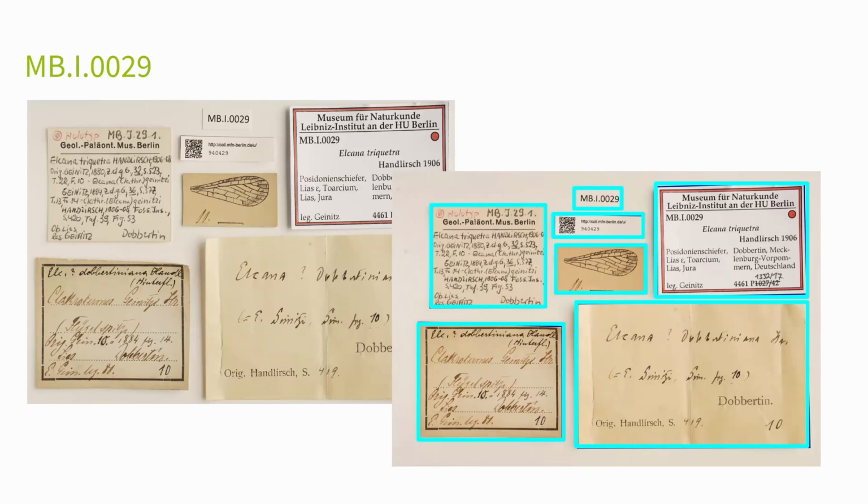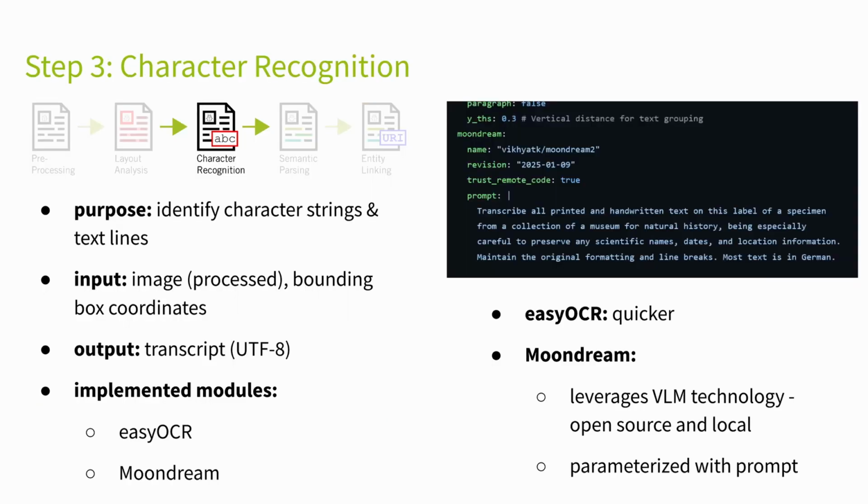And it is only the content of these bounding boxes which is then subjected to the next step, the character recognition step. So its purpose is to identify character strings and text lines on a syntactic level. The input is the processed image and the bounding box coordinates. And the output basically is a transcript for each bounding box. We have, in this case, implemented two different modules, one based on EasyOCR and one on Moondream.